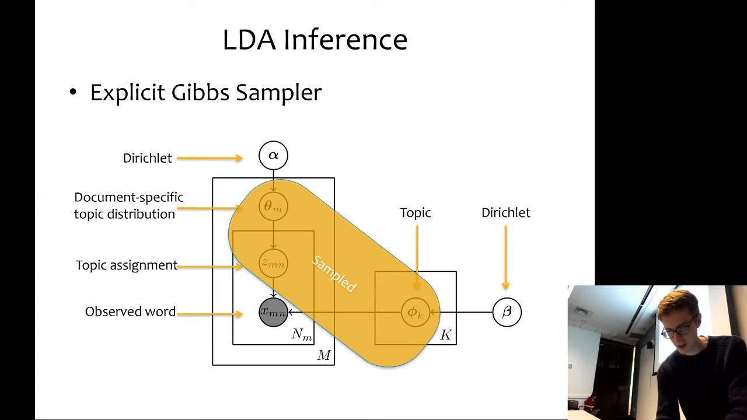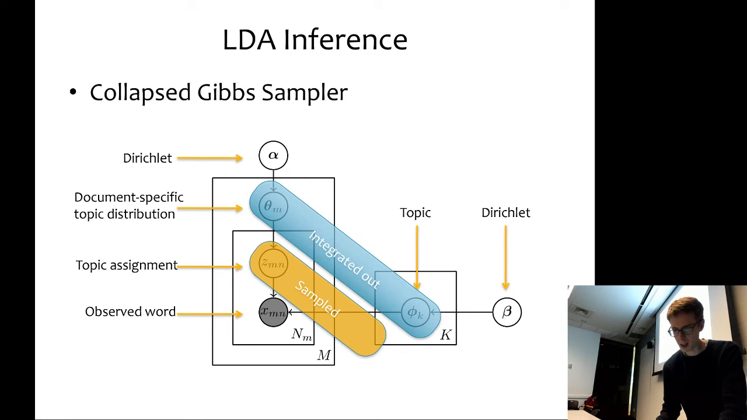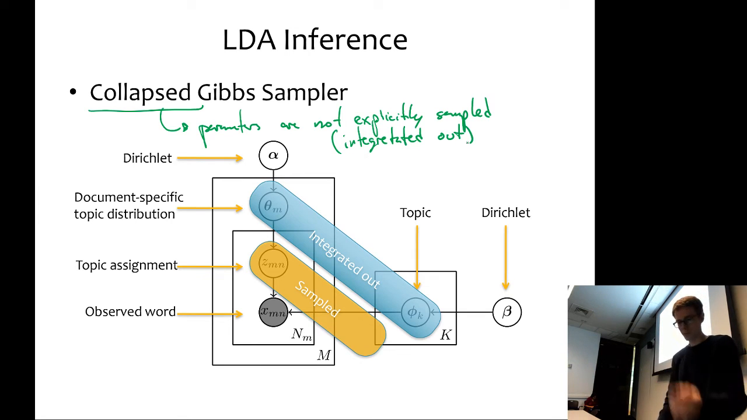So the whole point is that here, in the explicit case, the parameters are explicitly sampled, and in the collapsed case the parameters are not explicitly sampled. They're integrated out, or marginalized out.